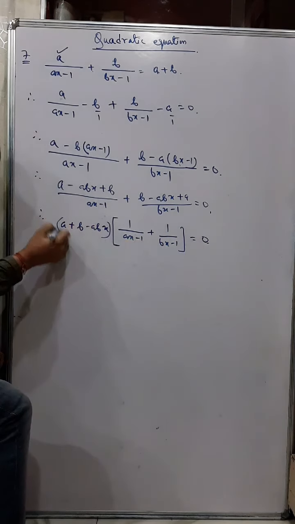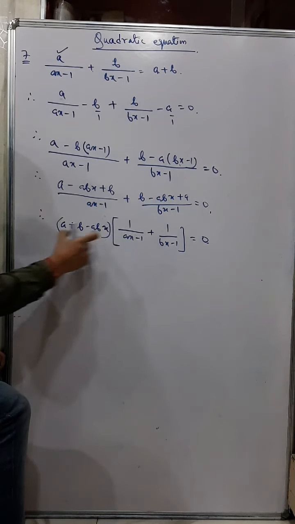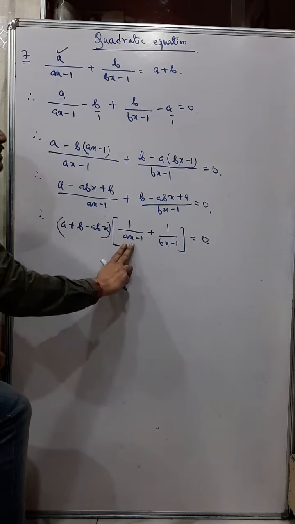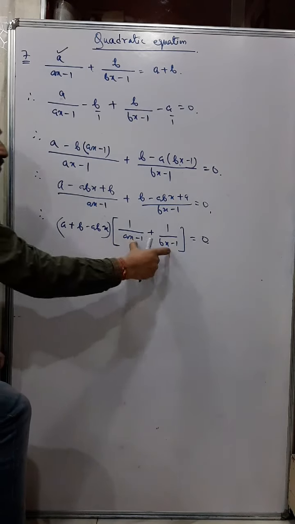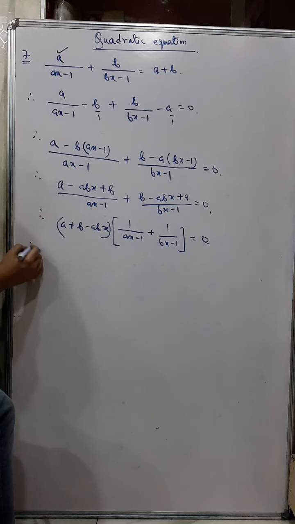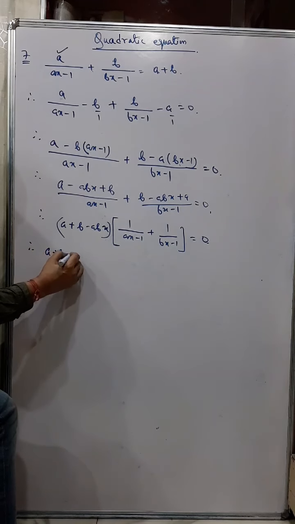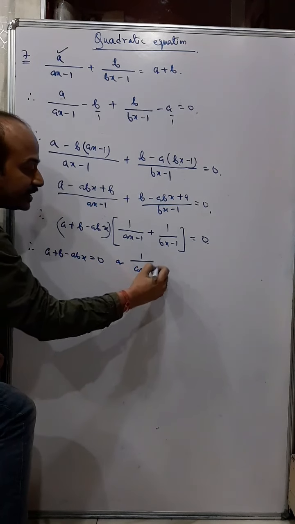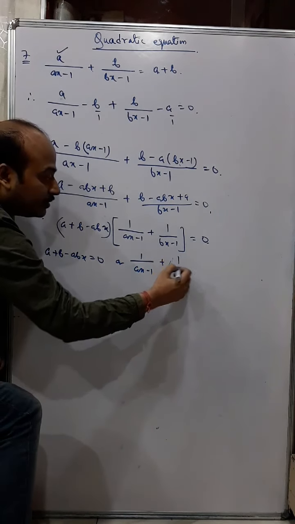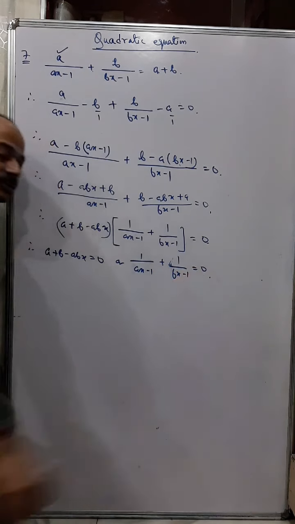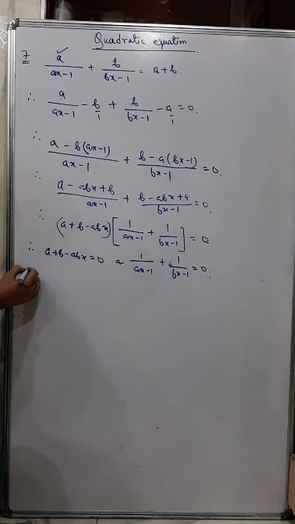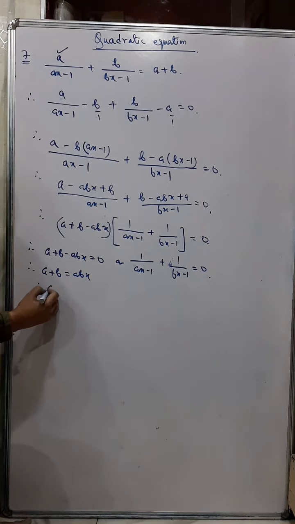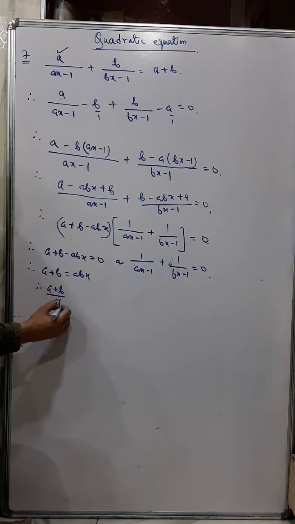So now you can understand we got the second last step of a quadratic equation. You know, we generally get what? X minus 2 into x minus 3 equals to 0. So this into this equals to 0. So now we can say therefore a plus b minus abx equals to 0, or 1 by ax minus 1 plus 1 by bx minus 1 is equal to 0. Understand? Now we'll solve it. What I get? A plus b equals to abx, and therefore a plus b by ab equals to x.